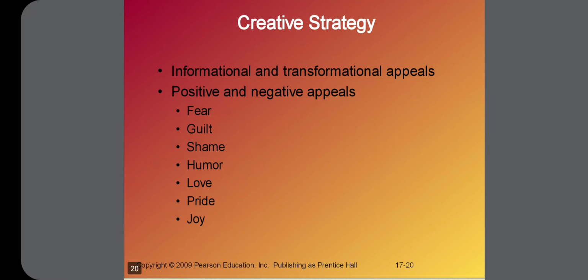So creative strategy: informational and transformational appeals can be used, or there are positive and negative appeals like the use of fear. For an instance, when we talk about health products, like medicines or vitamins, they use fear appeals: that if you do not want to catch illness or sickness, you take this. So they use fear to protect your family, you use this kind of product. So they use different kinds of appeals. It could be guilt, shame, humor.